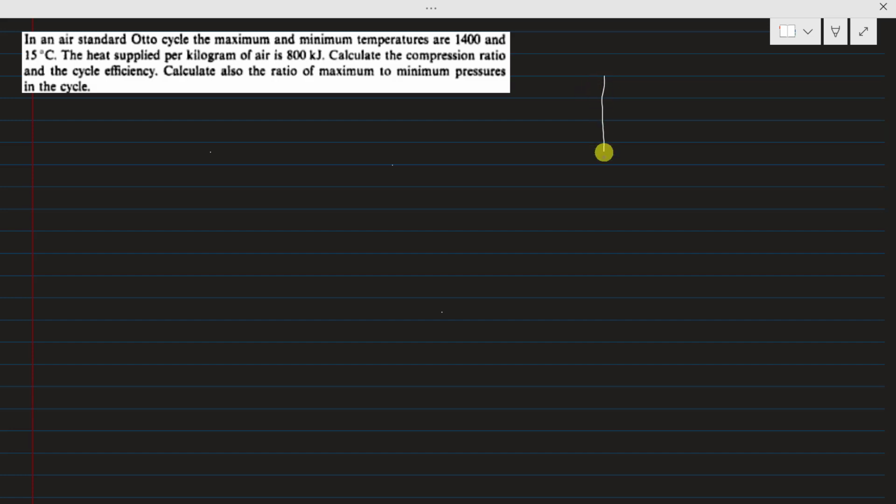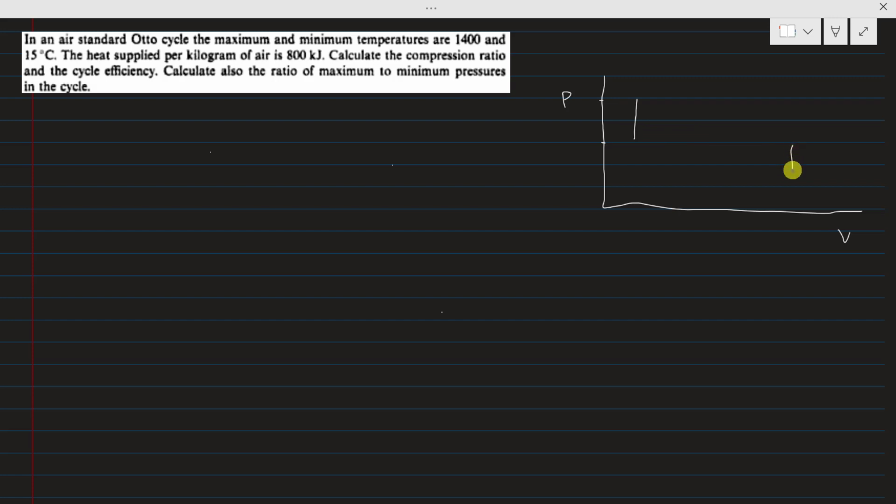So let me draw the Otto cycle. This is the PV diagram of the Otto cycle. You know that the Otto cycle has two constant volume processes and two isentropic processes. Constant volume process means that the volume in that process is constant. If I consider this as one point and this as the second point, the volume at both points is the same.